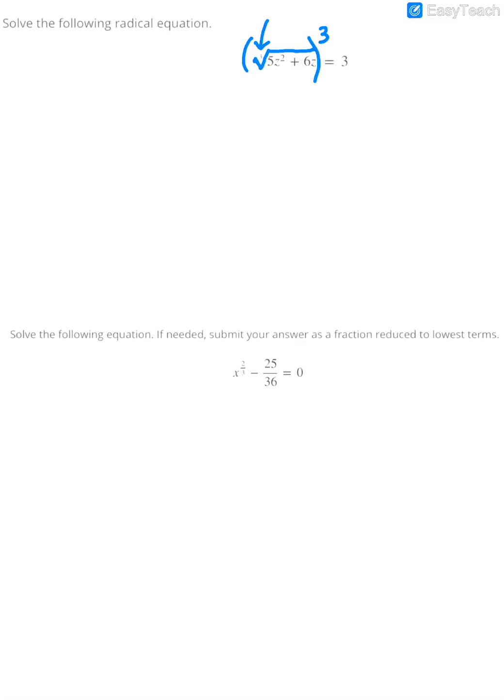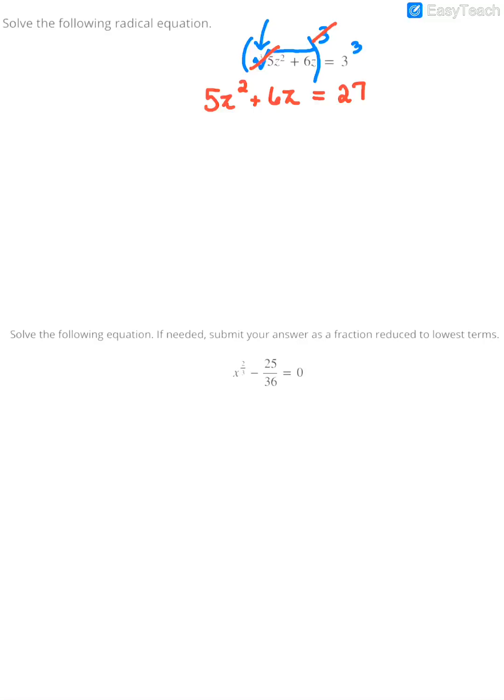Since we have a cube root, we're going to raise both sides to the power of 3. What happens is that power will cancel out that root. So on the left side, you're just going to get the expression that was underneath the radical. And then on the right-hand side, I go ahead and simplify that. 3 to the power of 3 would give me 27. 3 times 3 is 9. 9 times 3 is 27.